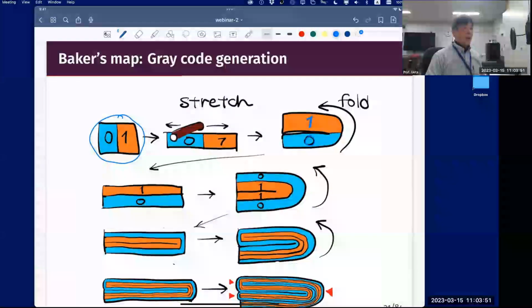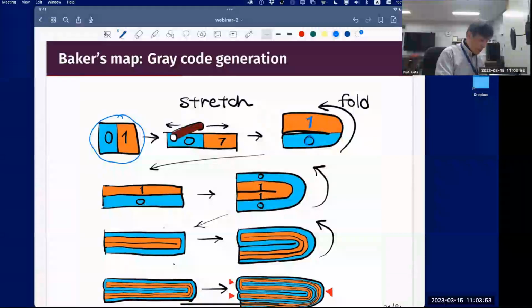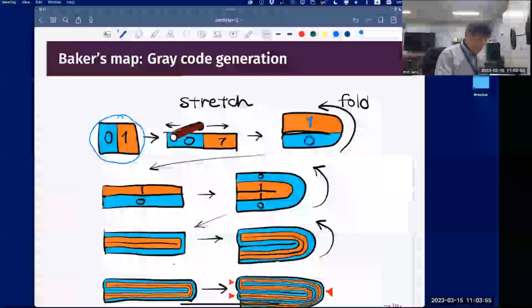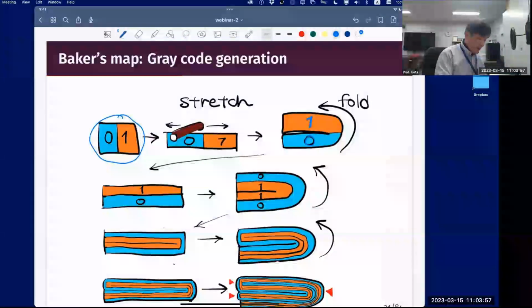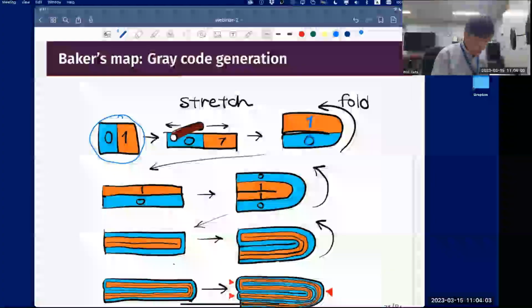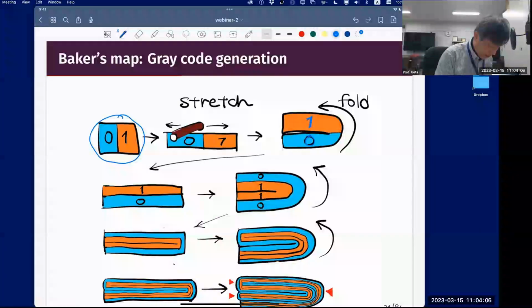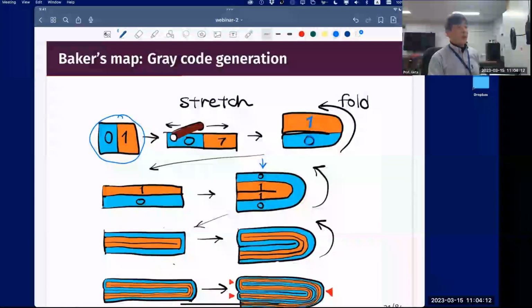Okay, and stretch once more. Upper portion still 1, and lower 0, and fold once again. Then a special structure happens. So you have from the top 0, 1, 1, 0. Not 0, 1, 0, 1, not 1, 0, 1, 0. 0, 1, 1, 0.